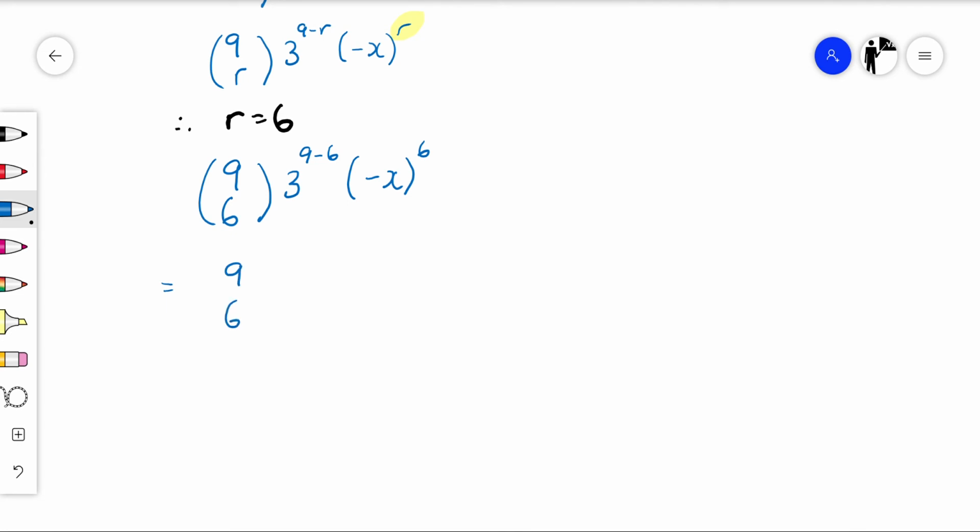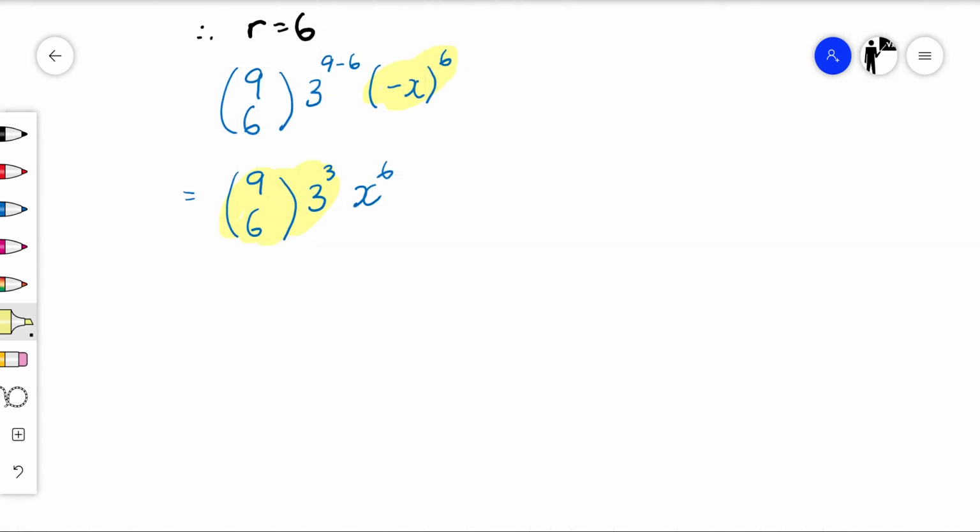It's going to become 9 choose 6, 3 cubed, see this expression here, minus x to the power 6. So see, when we times a negative by itself 6 times, it's going to be positive. So that's going to become x to the power 6. So if we want to work out what is the value of the coefficient that multiplies x to the power 6, well, it's just the value of this here. Okay, it's this that multiplies x to the power 6. So that's going to become 9 choose 6 times 27 x to the power 6.